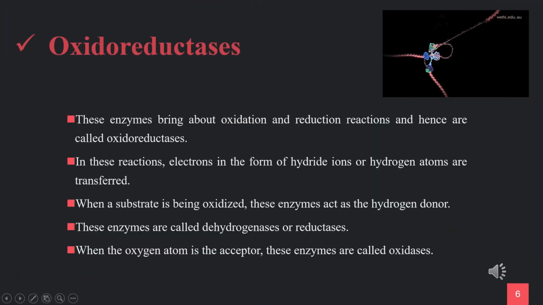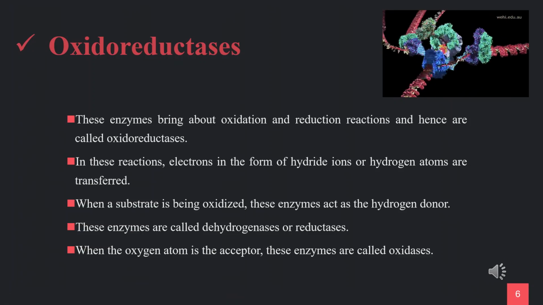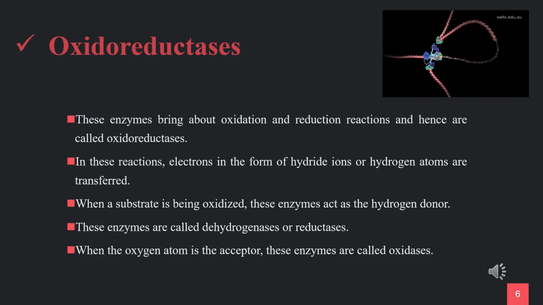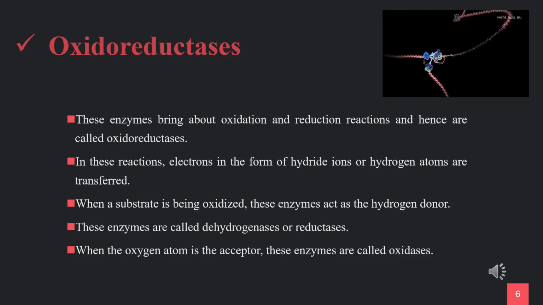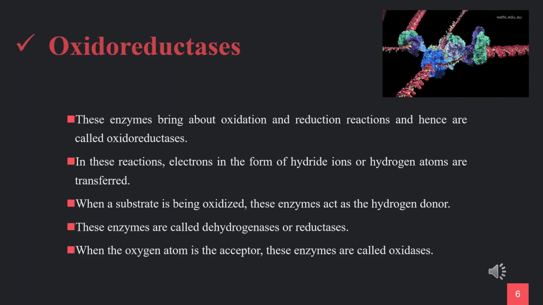Second type of this enzyme is called oxidoreductase, and as it is illustrated from its name, it performs oxidation and reduction reaction based on the substrate it works on. This enzyme performs oxidation and reduction, and hence it's called oxidoreductase.